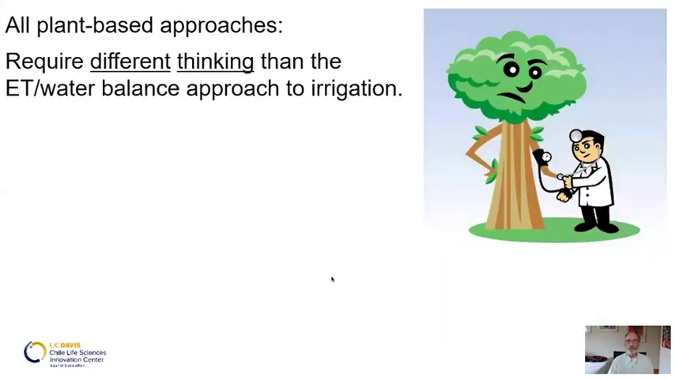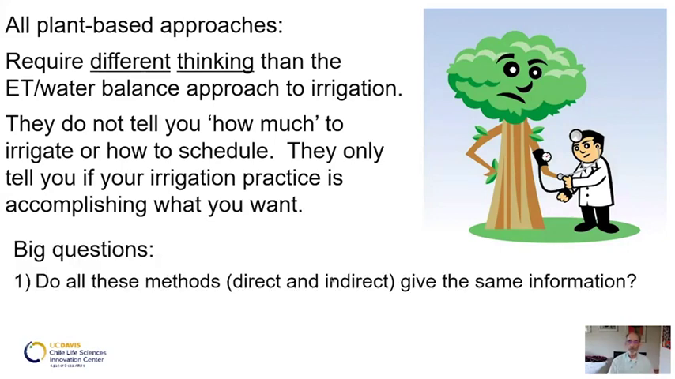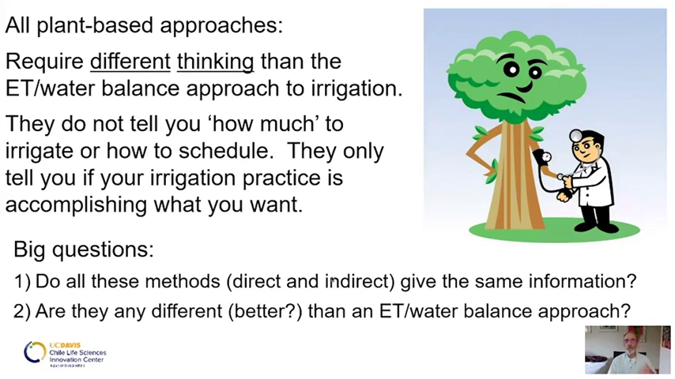Okay, so all of these plant-based approaches, whether they're direct or indirect, require a different kind of thinking if you're going to use them for irrigation management than the ET and water balance approach. And that is, they don't tell you how much to apply or how to schedule it. They only tell you if what you're doing with your irrigation is accomplishing what you want to accomplish. So the big questions that we have now are whether all these methods give you pretty much the same information or not, and also whether any of them are better or the same as an ET water balance approach to irrigation. I'm just going to focus on this first question for the rest of this talk, and we'll have another talk for the second question.